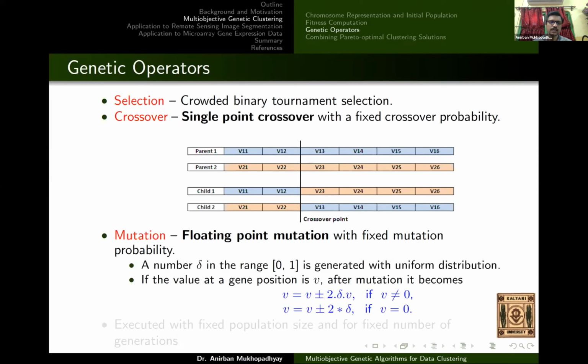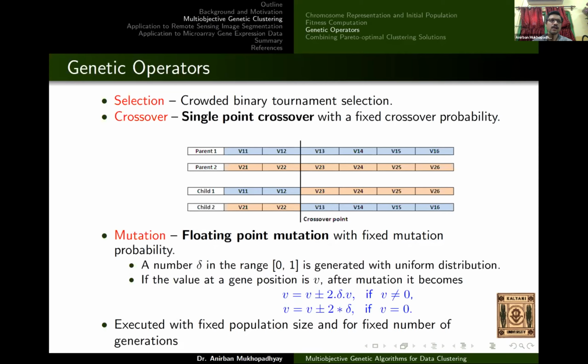So mutation is basically a little perturbation of the cluster centers. These are the 3 genetic operations that we perform. And this way the NSGA2 loop works, and in the final generation, we just receive the rank 1 solutions.